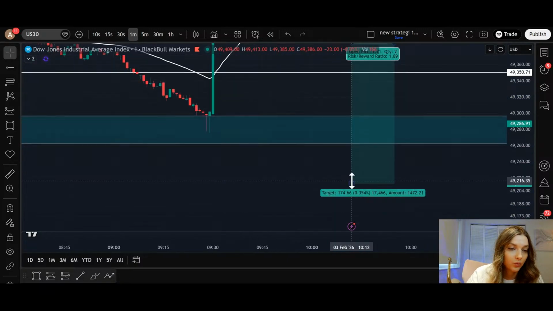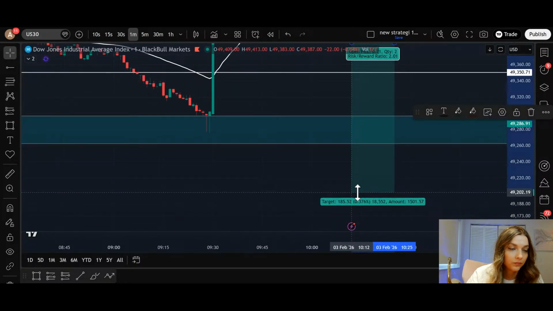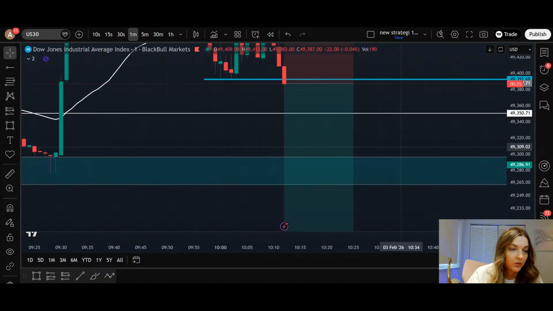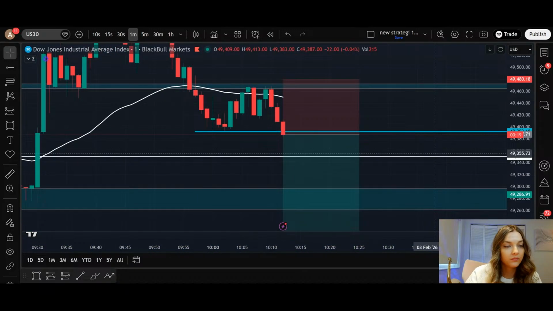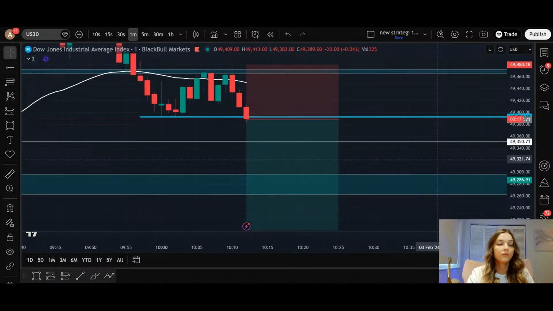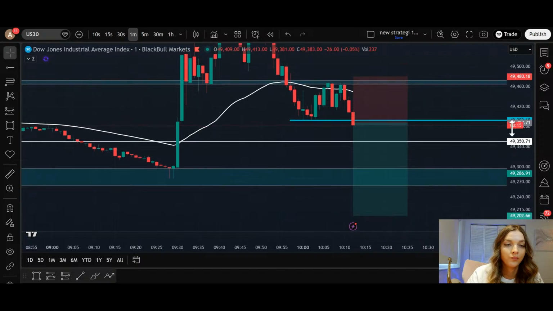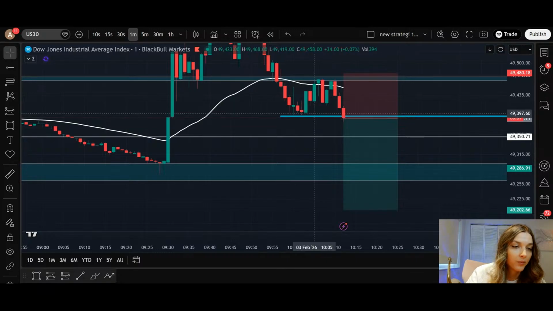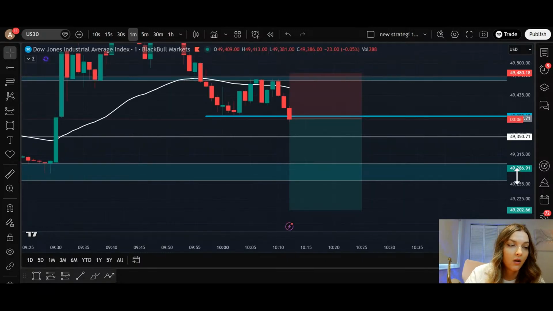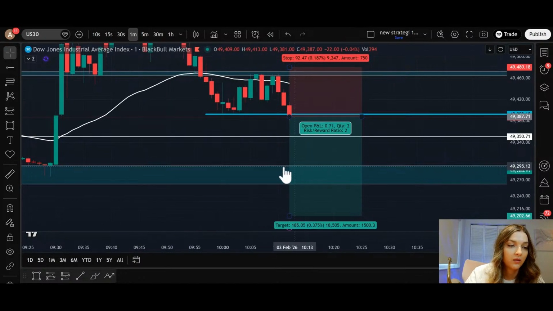I like 2, but we have to watch this area right here. This. If you are okay, just from here to here, just go in a scalp. From here to here.